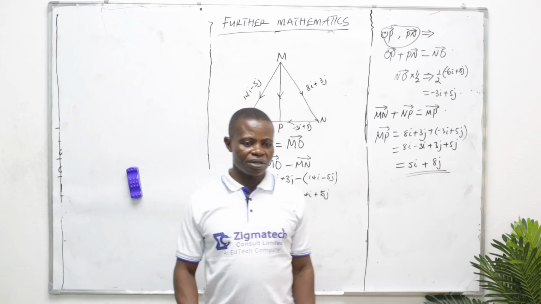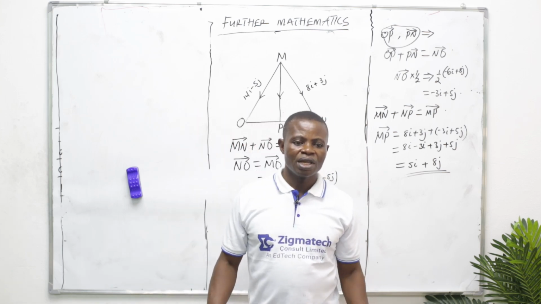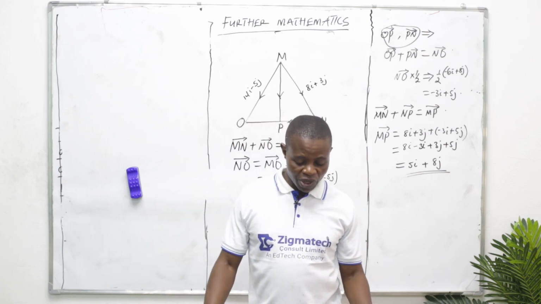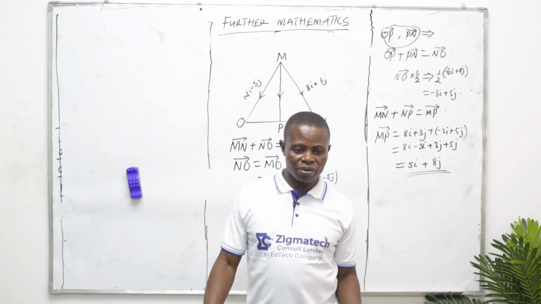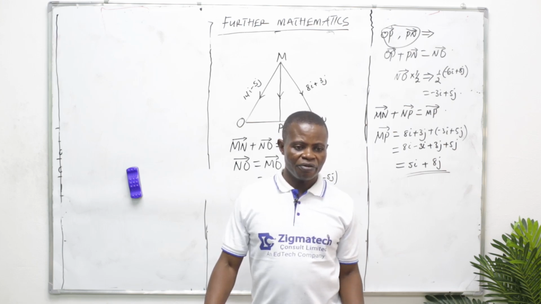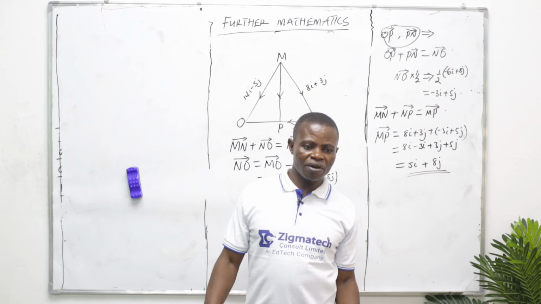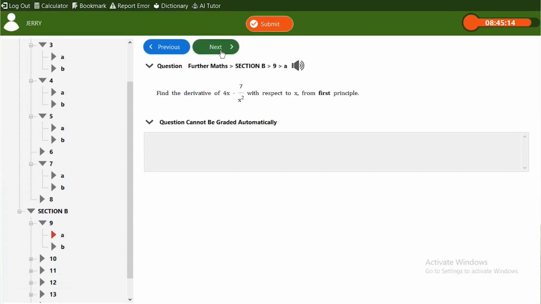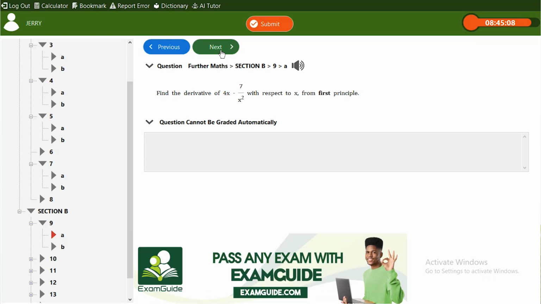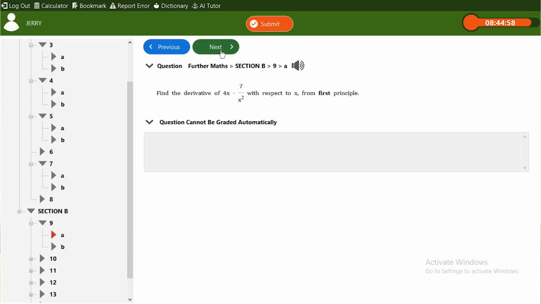Now we are entering section B. This is section B, pure mathematics. Find the derivative of (4s minus 7) over s squared with respect to s from first principle. Okay, this is quite a long one. We're going to handle it now. We are talking about first principle.